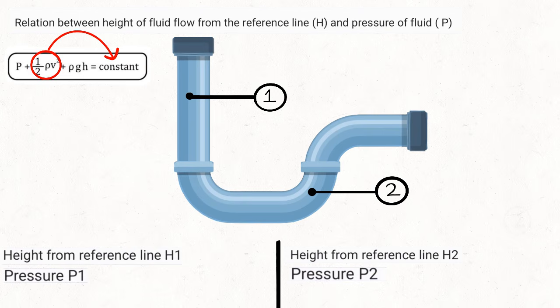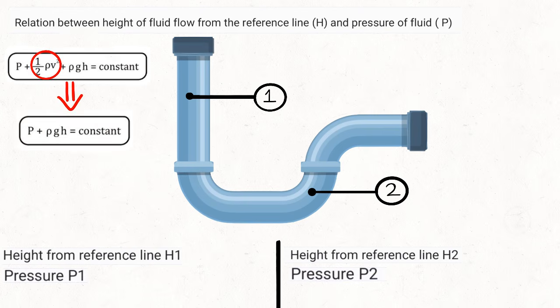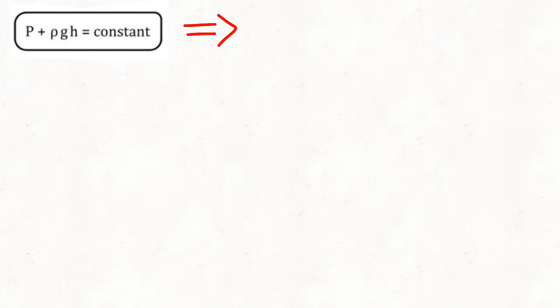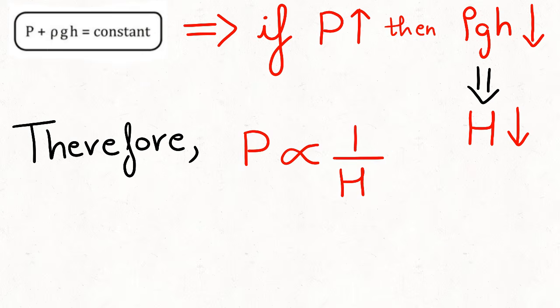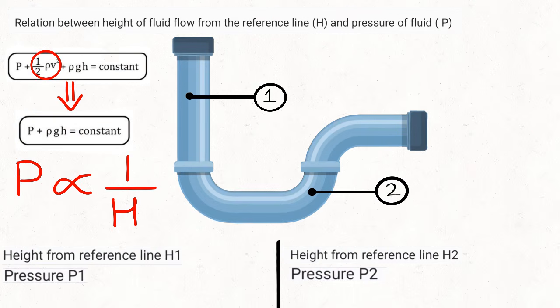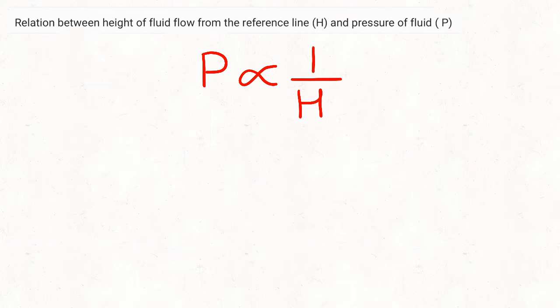Now by moving the kinetic energy per unit volume term to the right hand side, we get P plus rho gh is equal to constant. From the equation, it is clear that if pressure increases, the potential energy per unit volume must decrease. For potential energy per unit volume to decrease, the height of fluid flow must decrease, since potential energy per unit volume depends on the height of the fluid flow. Therefore, it can be concluded that pressure is inversely proportional to the height of the fluid flow from the reference line.